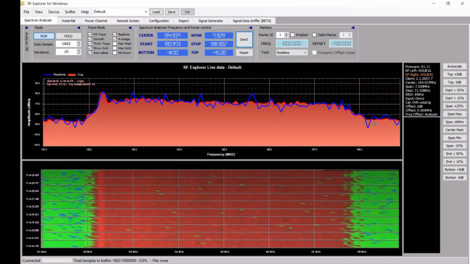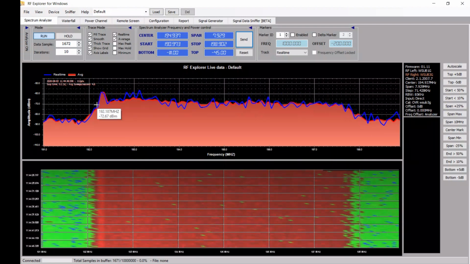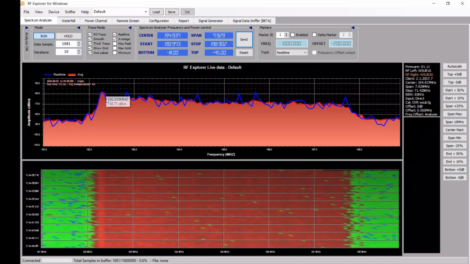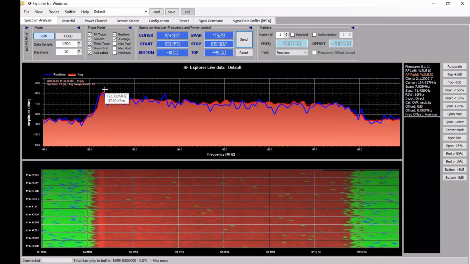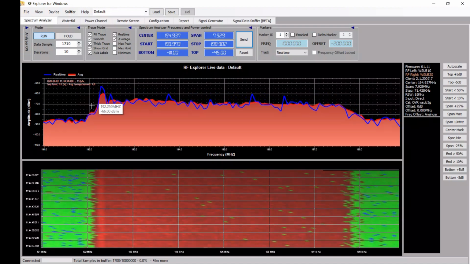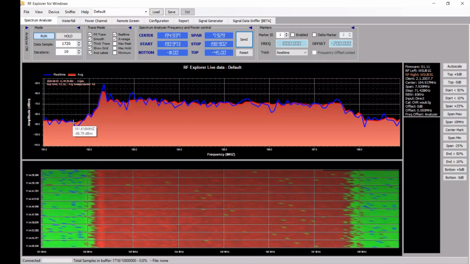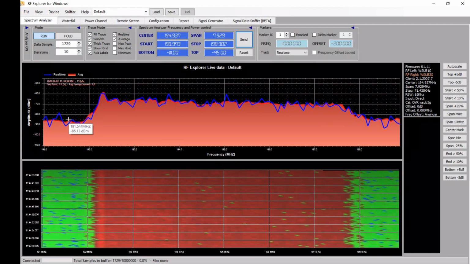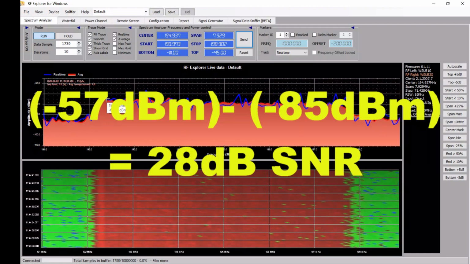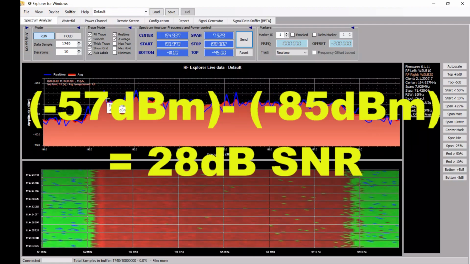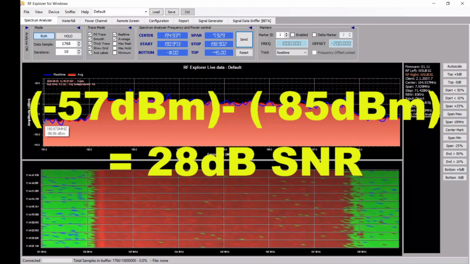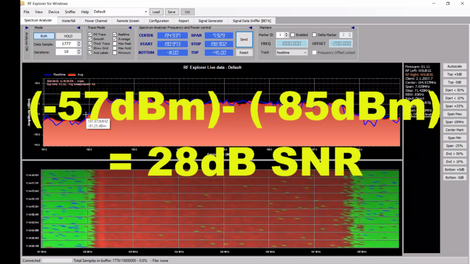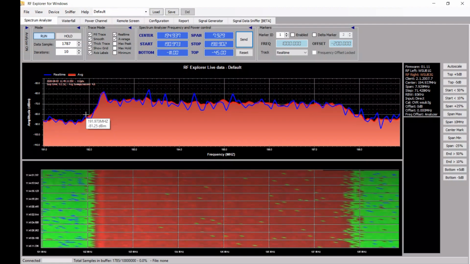But now with this amplifier in here, we're seeing a stronger signal. We're at minus 57 dBm, but the noise floor is at minus 85. And that's a degradation. Before we had about a 30 dB signal to noise ratio, and now we're looking at around 28, 27 dB of signal to noise ratio.